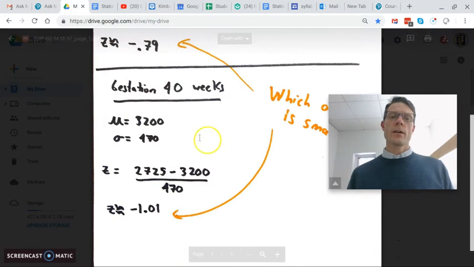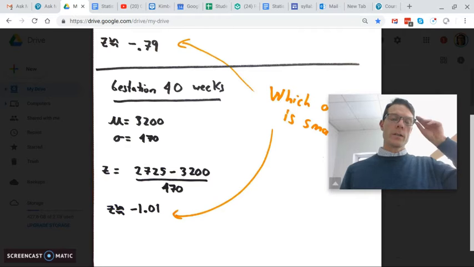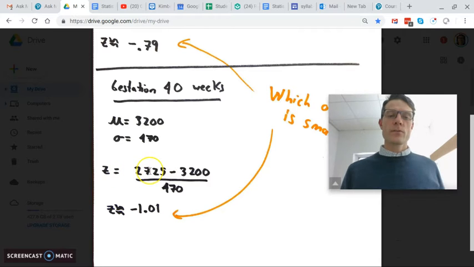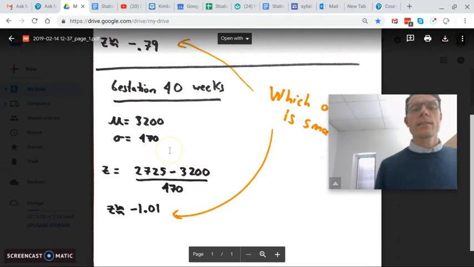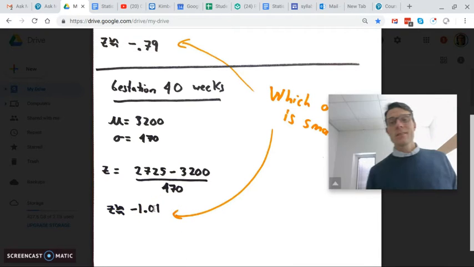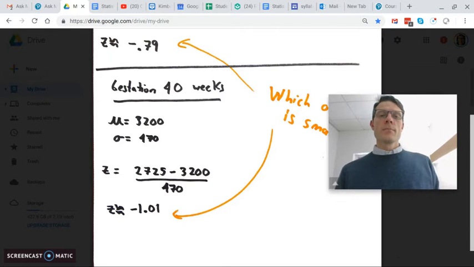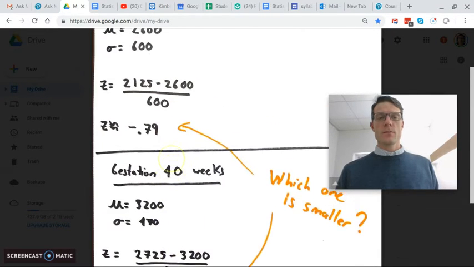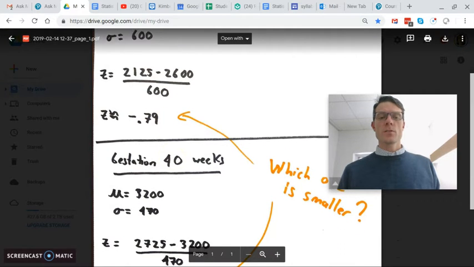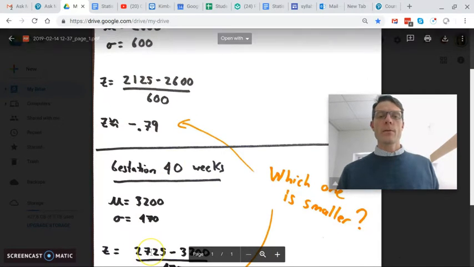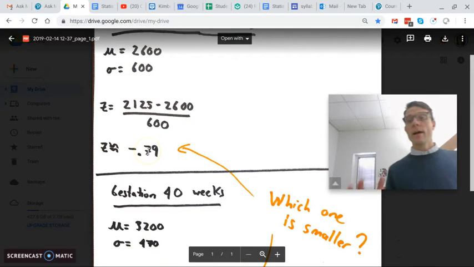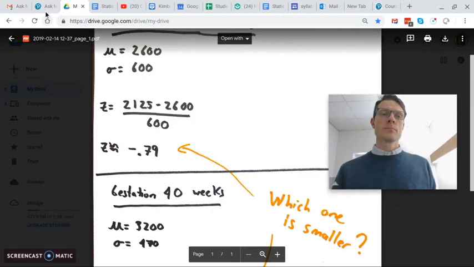Okay, and then we do it for the baby born after 40 weeks. So here the baby's weight is 2,725 grams. The average weight is 3,200, and we're dividing by the standard deviation to get a z-score of negative 1.01. Now we would say that the z-score of this baby is lower, so that 40-week baby is actually more below average. And you can look at the two weights. The 40-week baby actually weighs more, but it's more below average for a gestation period of that long.